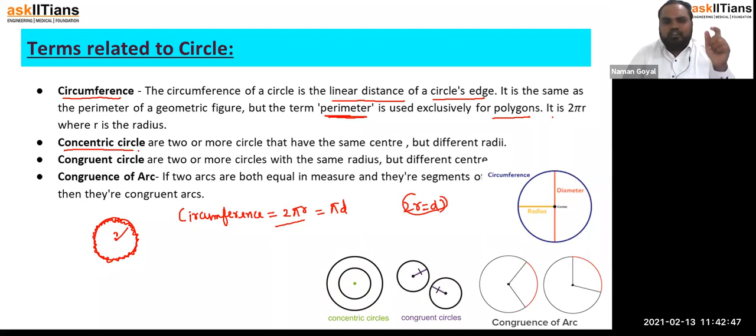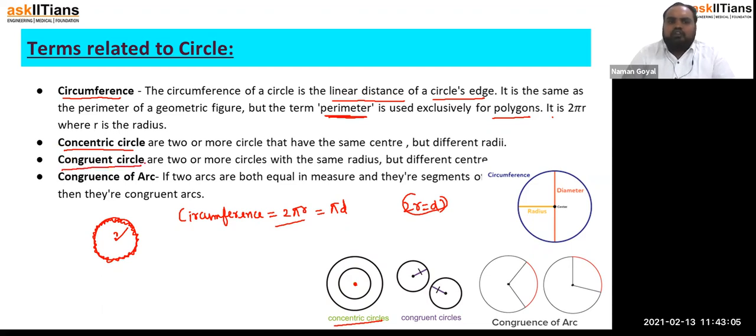Now concentric circle. Two or more circles are known as concentric circles when their center is the same, as I showed you in the first figure. So if there is a circle with this center, and another circle with the same center, these two circles are what? Concentric circles.